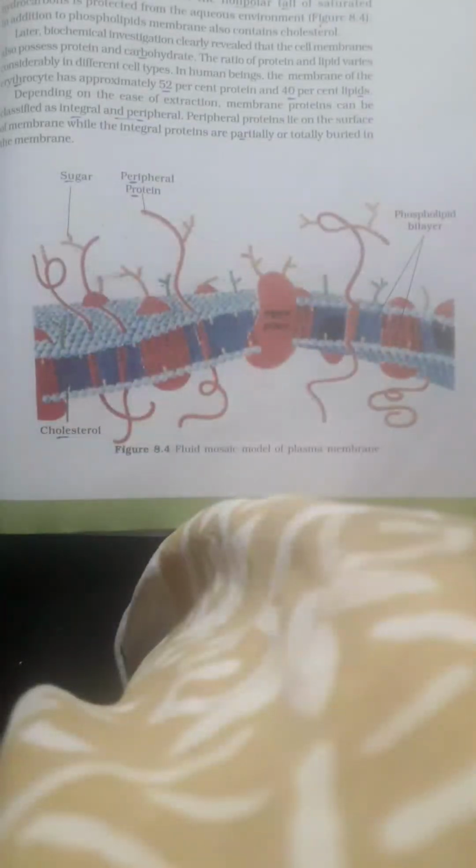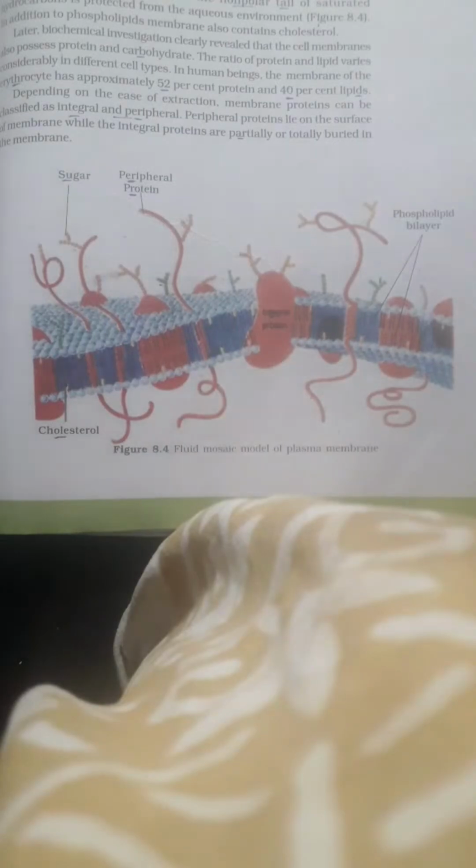You see the fluid mosaic model of the plasma membrane given by Singer and Nicholson in 1972. It also contains cholesterol. See the sugar, the peripheral protein, the integral protein and the phospholipid bilayer. The cell membrane is a phospholipid bilayer.